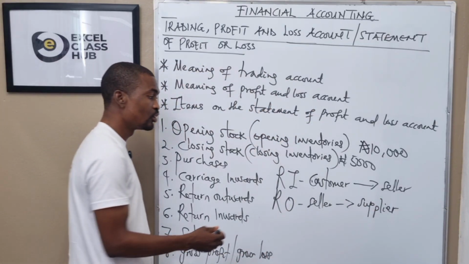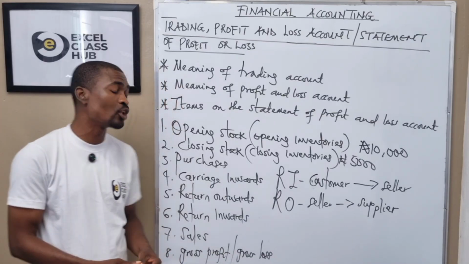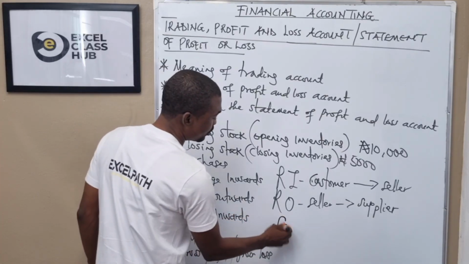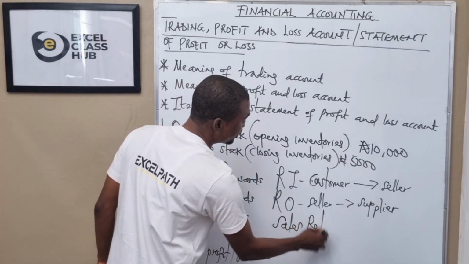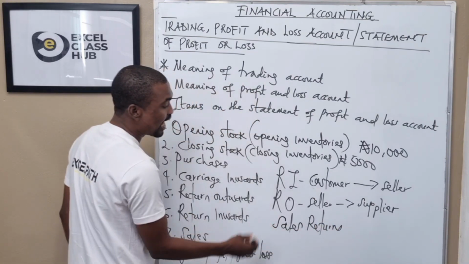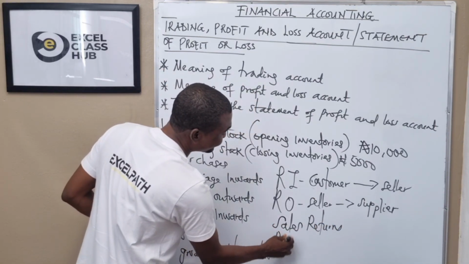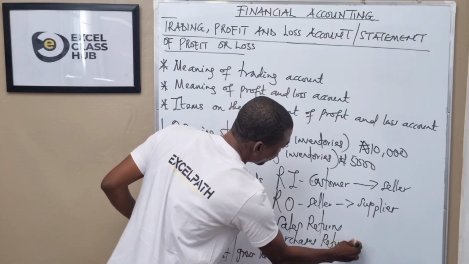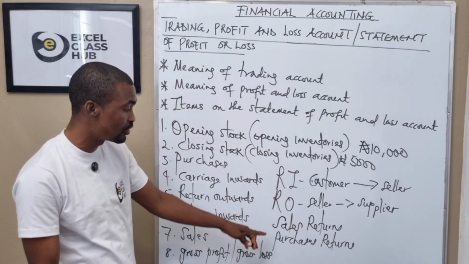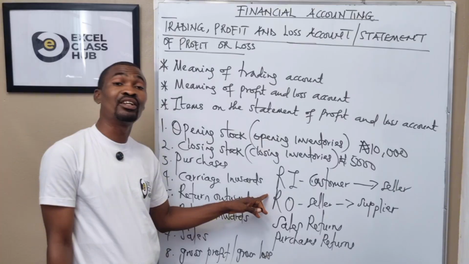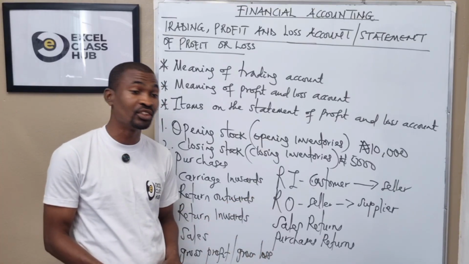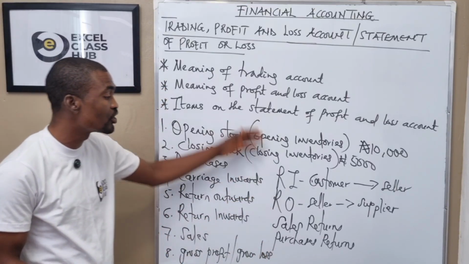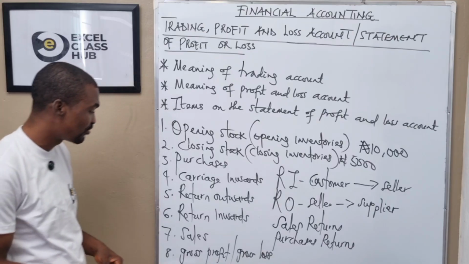So you must also take note that return inwards is also known as sales returns. You can see it as sales returns. While return outwards, you can see it as purchases returns. So another name for return inwards is sales returns, and another name for return outwards is purchases returns. How do you treat those items? I'm going to explain after this.